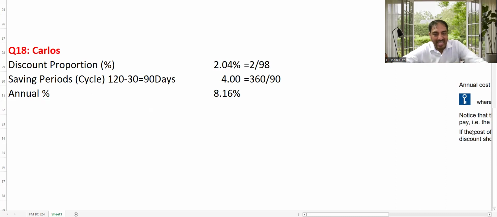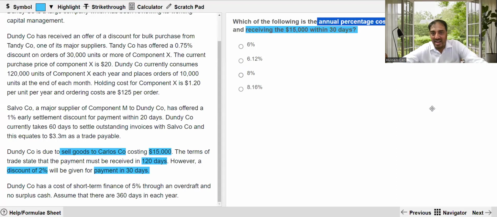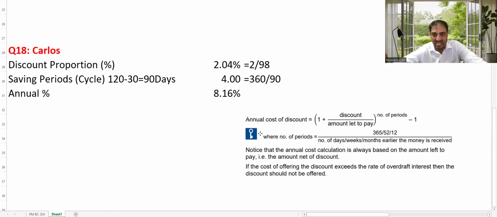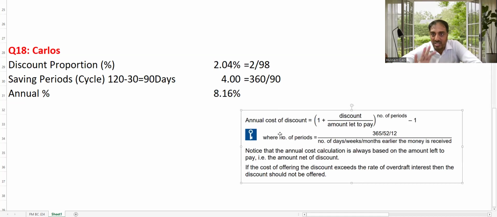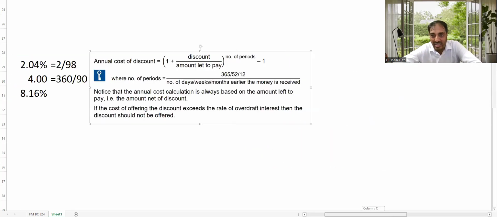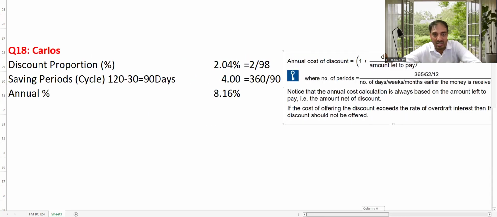Actually, whenever the examiner asks annual percentage cost of discount, annual percentage, with receivables or payments, you can apply a formula mentioned in the Kaplan. This is a formula. I know that there is a formula, but it's not the exam formula. You need to learn this formula, or you can work it out with my style of working.